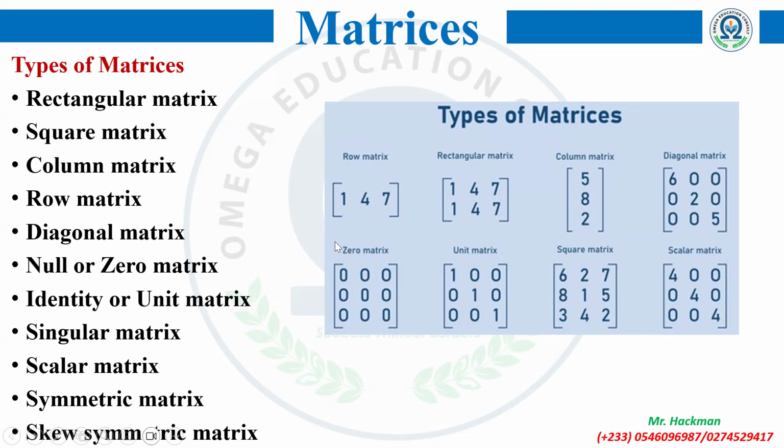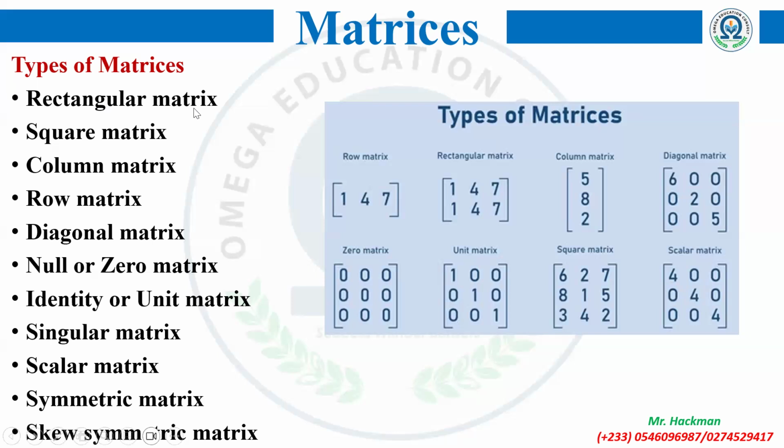But how would you be able to consider or recognize these types of matrices? I'm not going to say much. I will just mention them, then you will do research on that. Are you okay, my prof? Yes, please. Okay, very good.